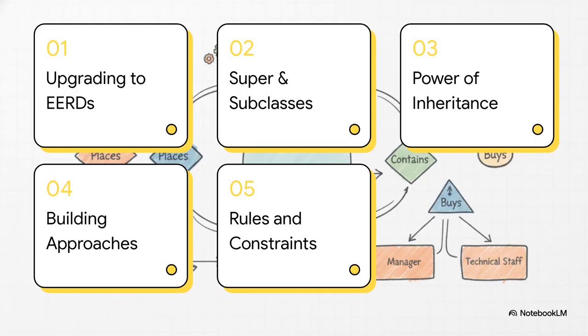To solve this, we're going to follow a pretty straightforward roadmap today. We'll start by upgrading to EER diagrams, then we'll look at superclasses and subclasses, explore the power of inheritance, check out 2 approaches to building these things, and wrap up with ERD rules and constraints.